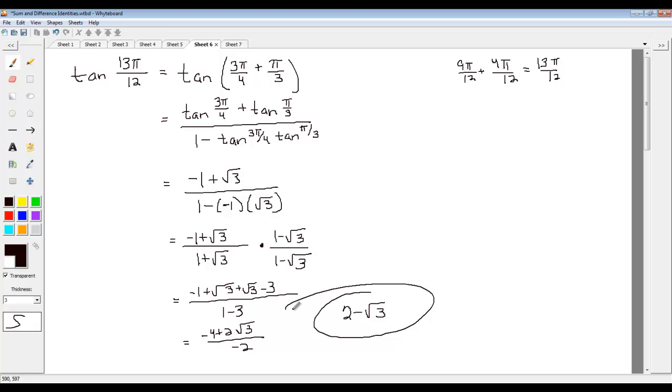And now I did a problem I wasn't previously able to do using my unit circle. Woo-hoo! Very nice. Okay.